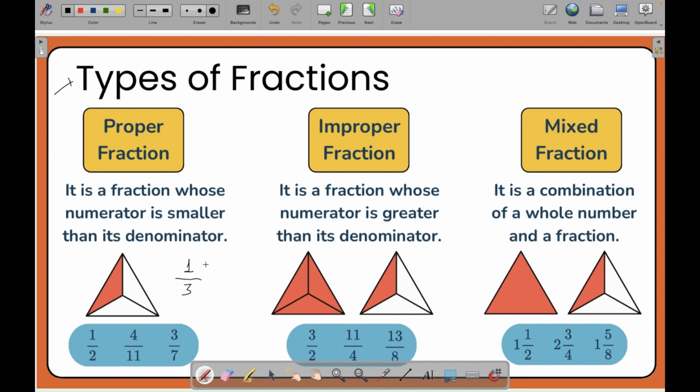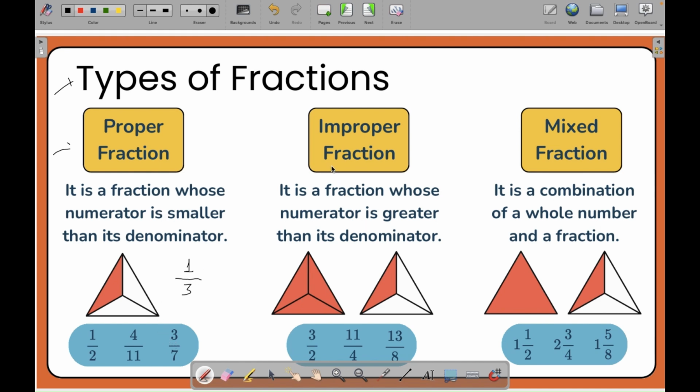Again, there are 2 components in a fraction, numerator and denominator. The numerator is smaller than the denominator. It looks practical because if I'm dividing it into some parts and then shading some, the numerator must always be smaller than the denominator. That is why it is known as a proper fraction, because this is how a fraction should look, wherein I've shaded some part inside. For example, 1 upon 2: the numerator is smaller than the denominator. Here also the numerator is smaller than the denominator. Here also. So all 3 are examples of proper fractions.